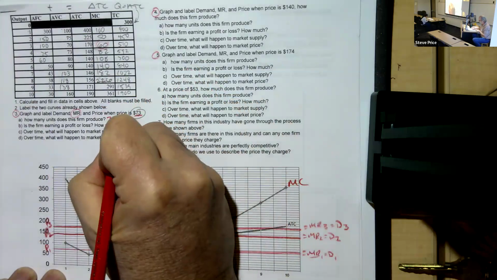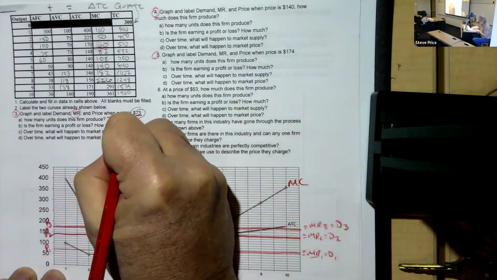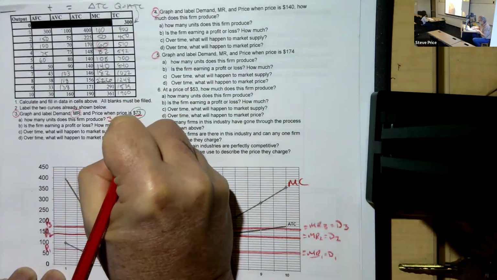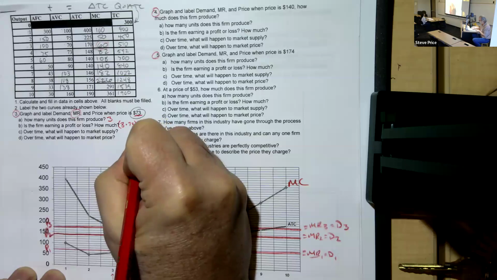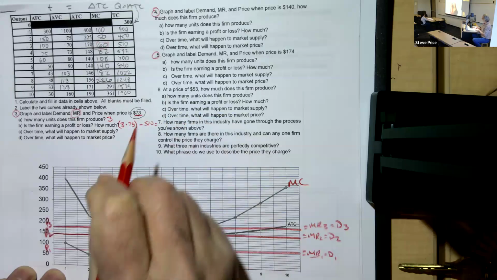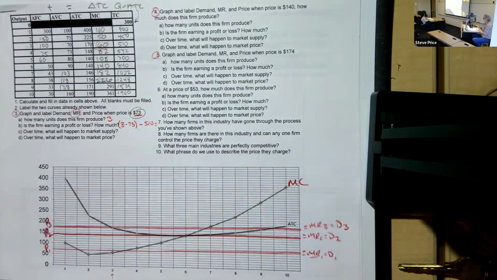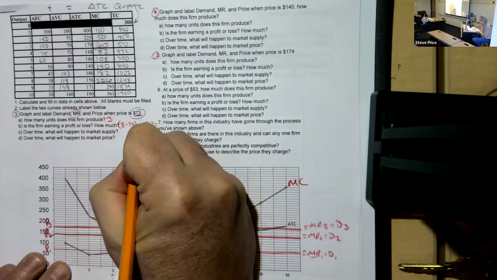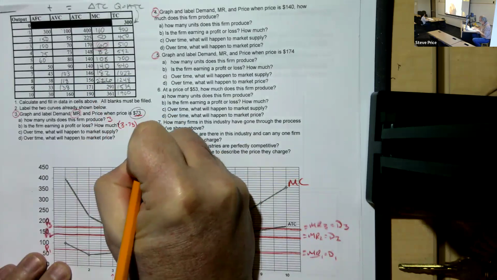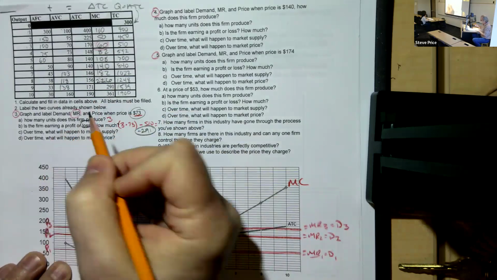And then we do 3 times 73 minus the cost at that level, which is 510. 219 minus 510 is negative 291. So we know they're making a loss.